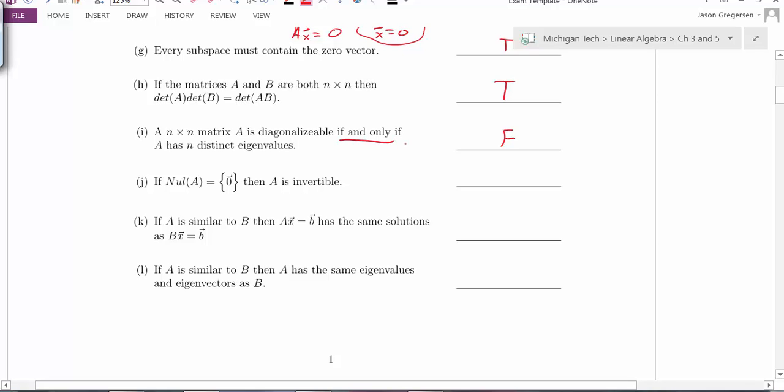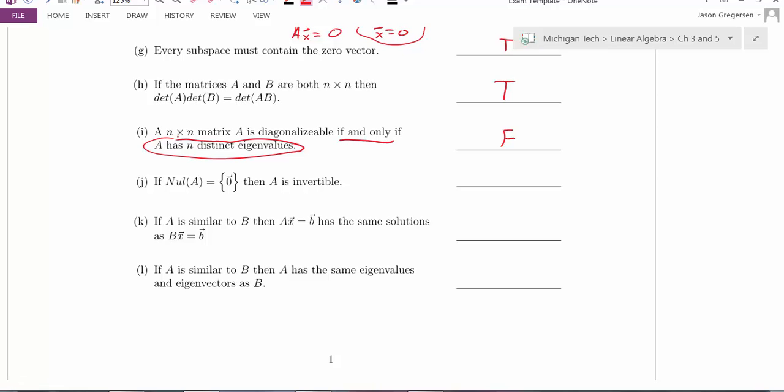We could say that if A has n distinct eigenvalues, this piece, then yes, it is true that A is diagonalizable. But if we go the other direction, if A is diagonalizable, this would say that then A has n distinct eigenvalues. And it turns out we can actually have diagonalizable matrices that don't have n distinct eigenvalues. There are some cases where we have repeated eigenvalues, where the matrix is still diagonalizable.